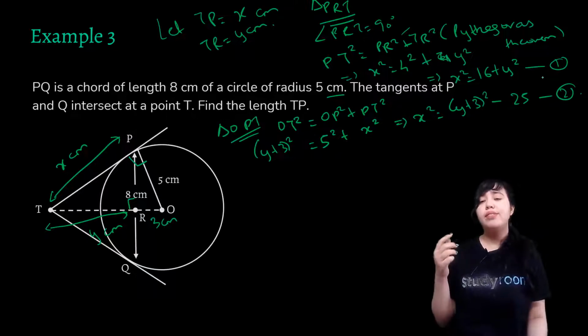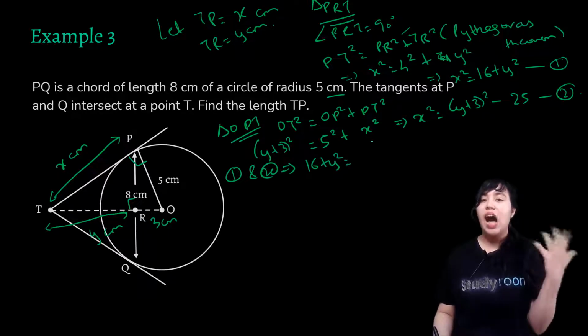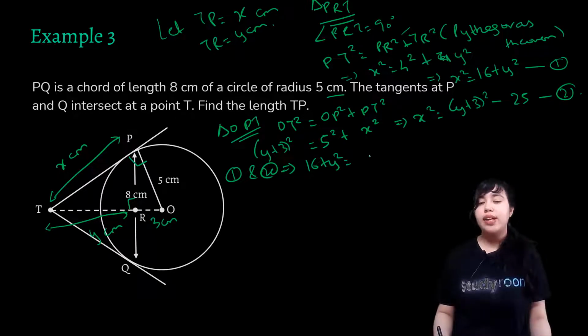Now if you look carefully, we can easily equate equations 1 and 2 because both of them share the same LHS, which is X square. So the first and second equations imply that 16 plus Y square, we can compare the RHS now, is equal to Y plus 3 whole square minus 25. So just open this bracket, make use of the formula A plus B whole square, which is A square plus B square plus 2AB.